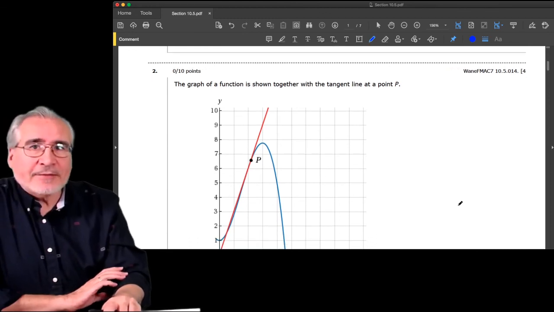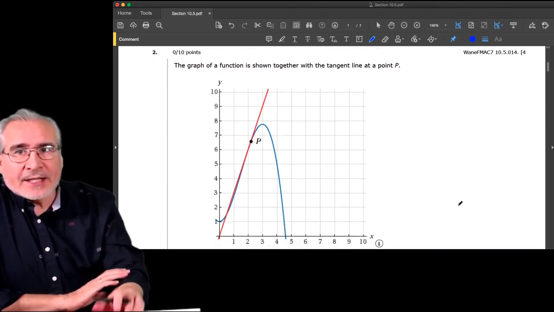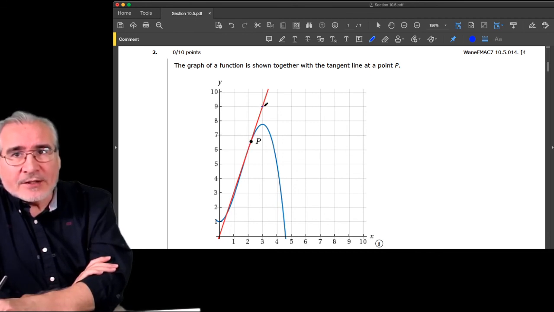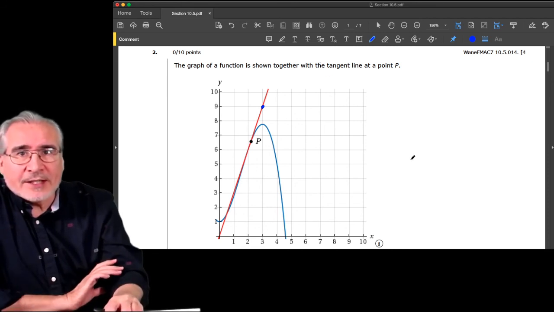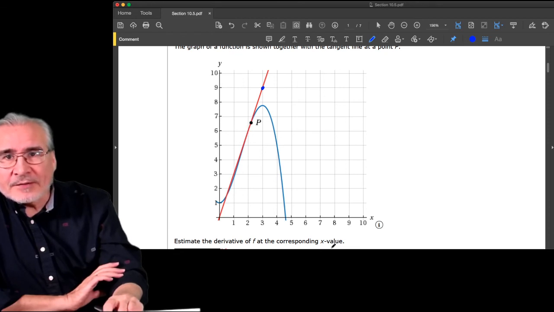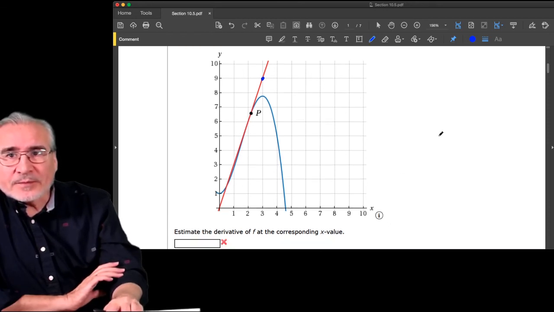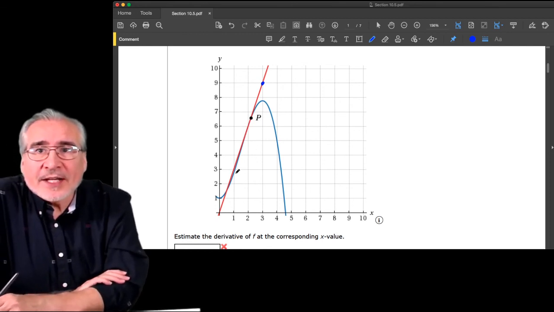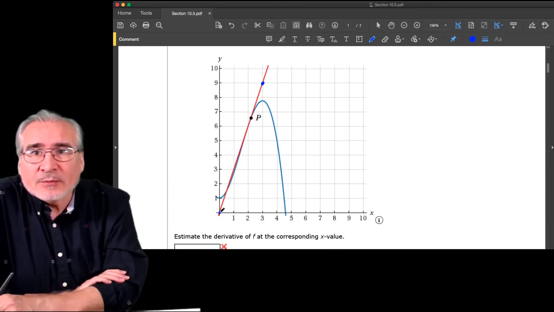They give you a graph of a function, and they give you the point of tangency, and it's not really easy to see what that point is, but what we can do is estimate the slope of the tangent line, which is what they want. Estimate the derivative of the function at this point. And again, that just means find the slope of this tangent line, and it looks like it's going through 0, 0, so that's usually a good point to use.